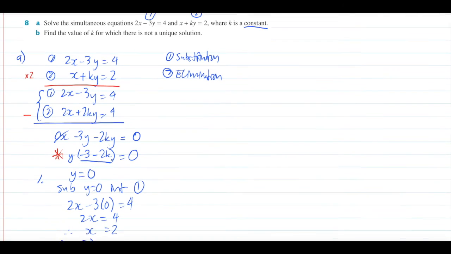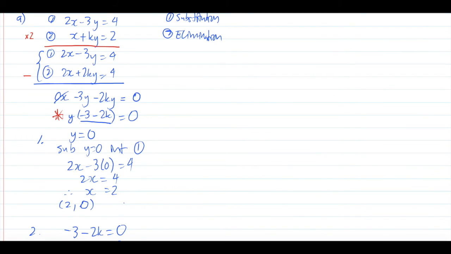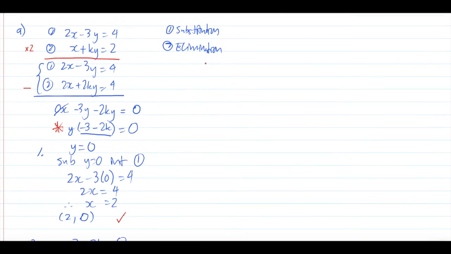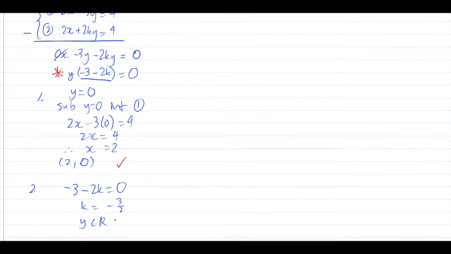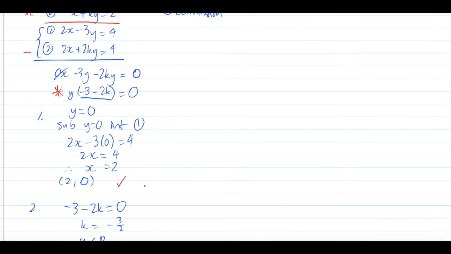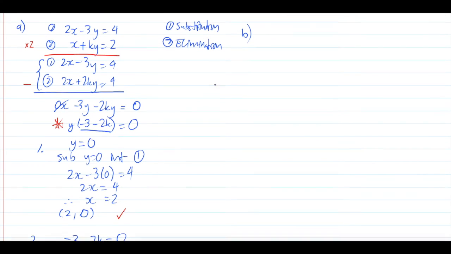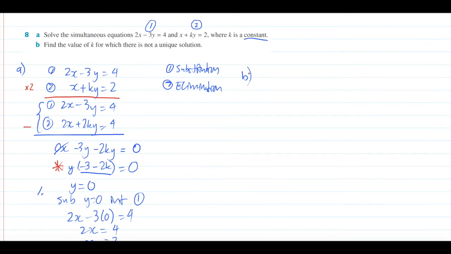So part A, they just said solve the simultaneous equation, and we've just solved it right here. When x equals 2, y equals 0, you get a solution. Now part B, and this links back to what I just talked about over here when k is equal to negative 3 on 2. Now you need to be careful, okay? So B, find the value of k for which there is not a unique solution.